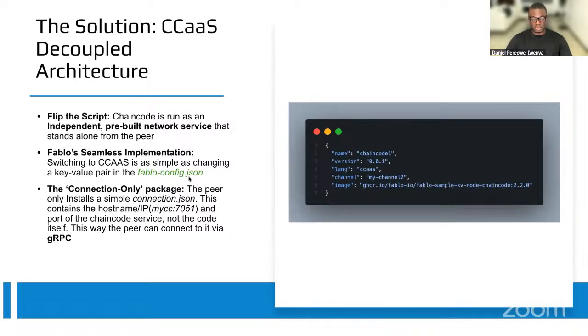And what does the peer do at this point? The only thing that is installed in the peer is the connection.json, a simple metadata file that contains the details of the chaincode and the ports, basically the host name or the IP address, or if it's in the same network, the container name and ports, how the peer is going to communicate with the chaincode. And the peer connects to the chaincode via gRPC.